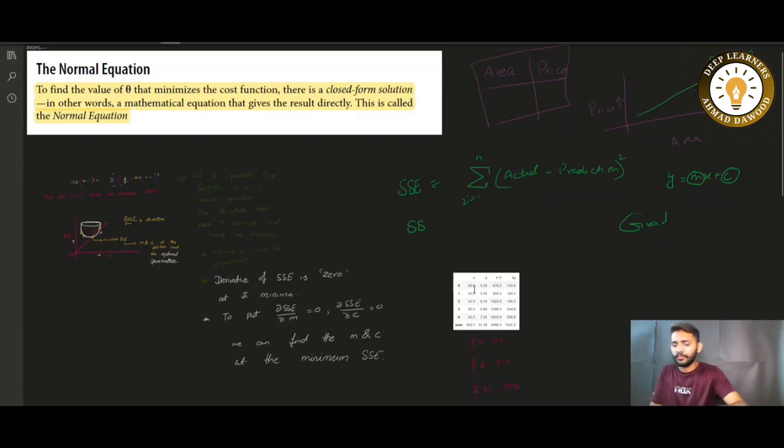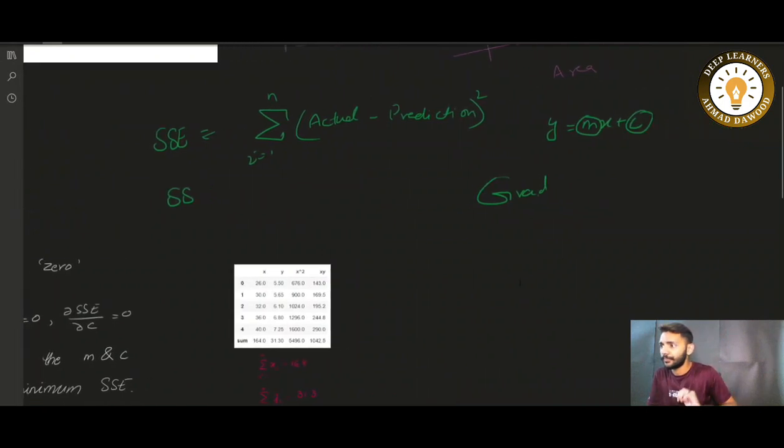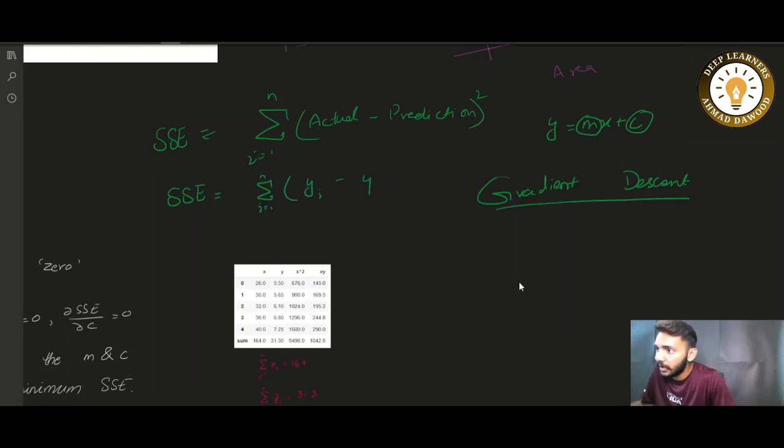Now you can see the gradient descent we were doing. Here we were using this function SSE, summed from i to n, where we have actual, which is our y, and prediction y cap, and the square. Here I will replace the value of y cap, and I will get this type of equation. Now we have this equation, and I am interested to find m and c at the minimum SSE, where my SSE is minimum.